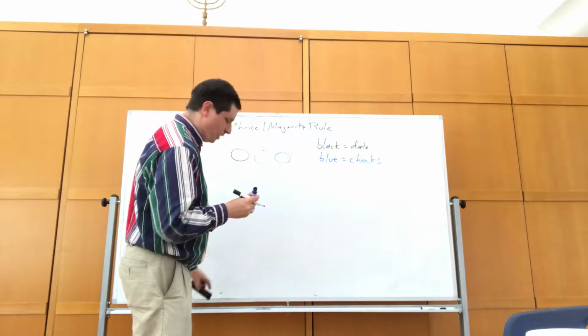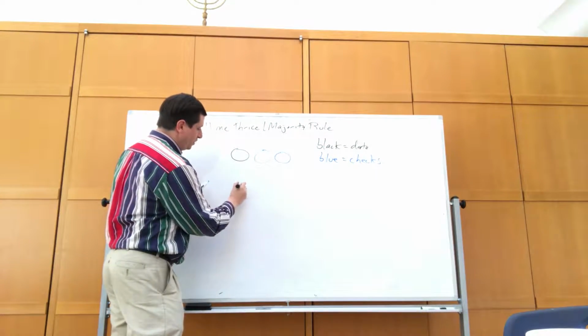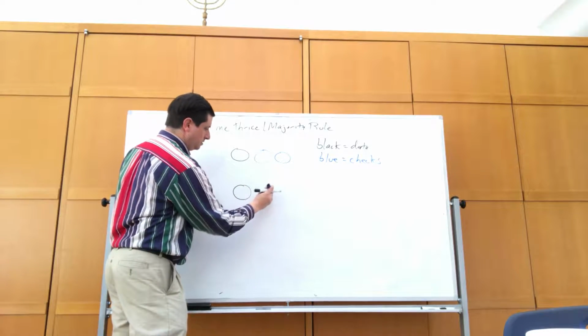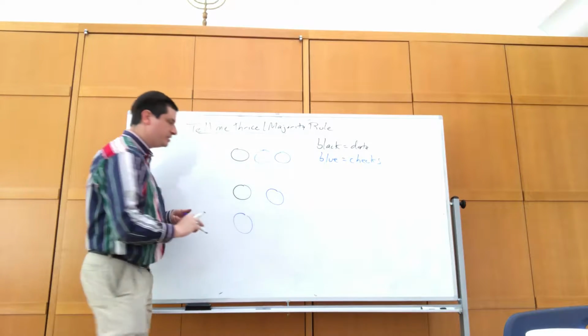I'm going to show you a different way to view this. I'm going to view it as 1 dot here, and then 2 dots like this.